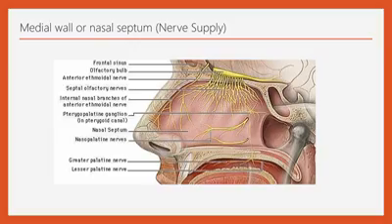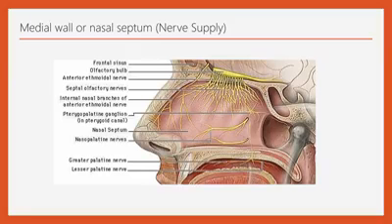Now let's see the nerve supply of the medial wall. The nerve supply can be divided into the olfactory zone and the remaining zones. The olfactory zone is supplied by the olfactory nerve, and in the remaining zone, the anterior superior part is supplied by the nasociliary nerve. The intermediate part is supplied by the maxillary nerve, and the posterior part is supplied by the short sphenopalatine nerve, the nerve of the pterygoid canal, and the nasal branches of the greater palatine nerve.